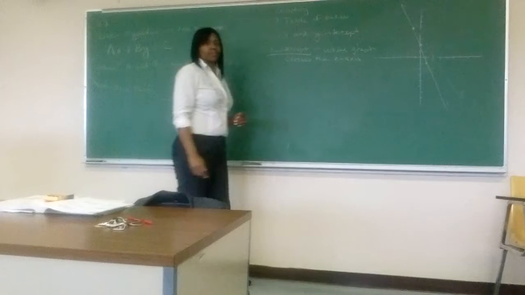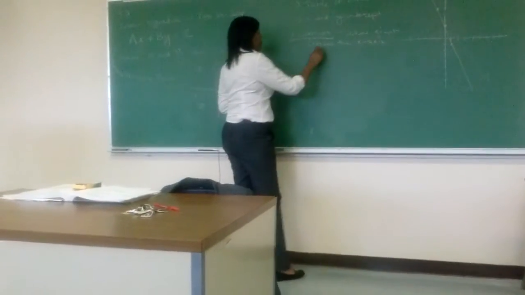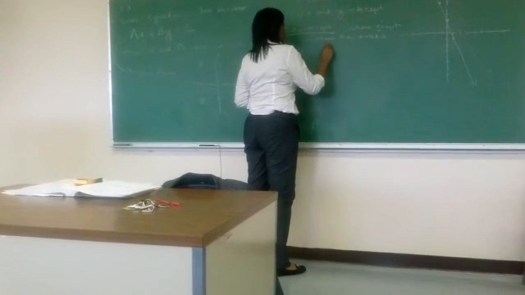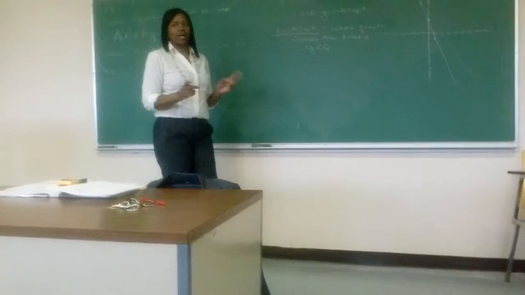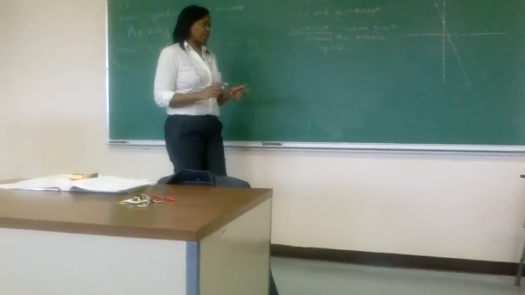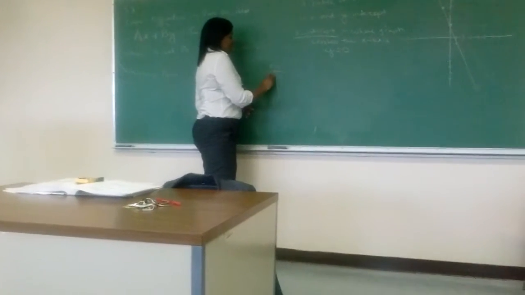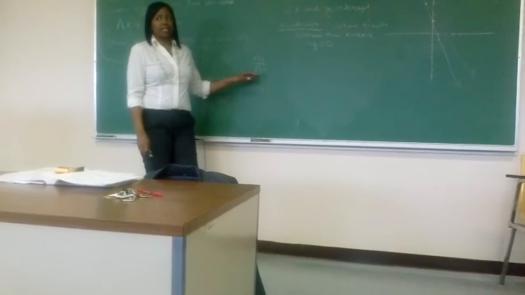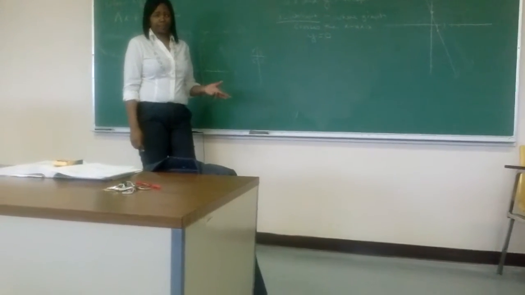If I don't know anything about this coordinate point, I know one thing. What is it? Y is always equal to 0. If I don't know anything about my x-intercept, I know one thing. I know that y is always equal to 0. So if somebody gave me a table, I don't care what they say. They gave me a table and it says (0, 5). Right there, just by looking at that table, I know this is my x-intercept because y is 0 by definition.